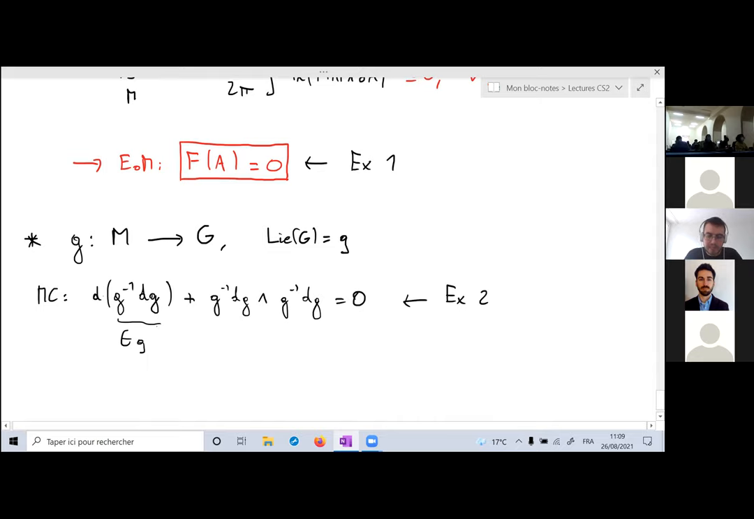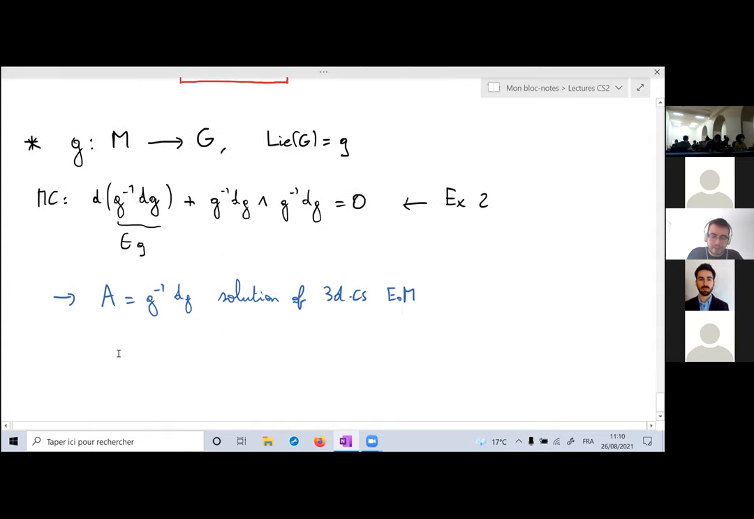And the consequence of that is that it's now simple to see that if I take A equal g inverse dg, this is a solution of the 3D Chern-Simons equation of motion, right? Because this exactly tells us that the curvature of g inverse dg is zero. So this gives me a general class of solutions, which take this form.